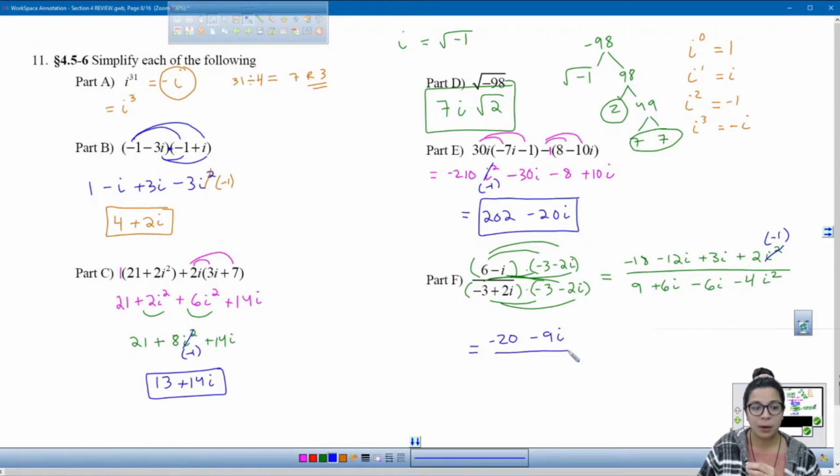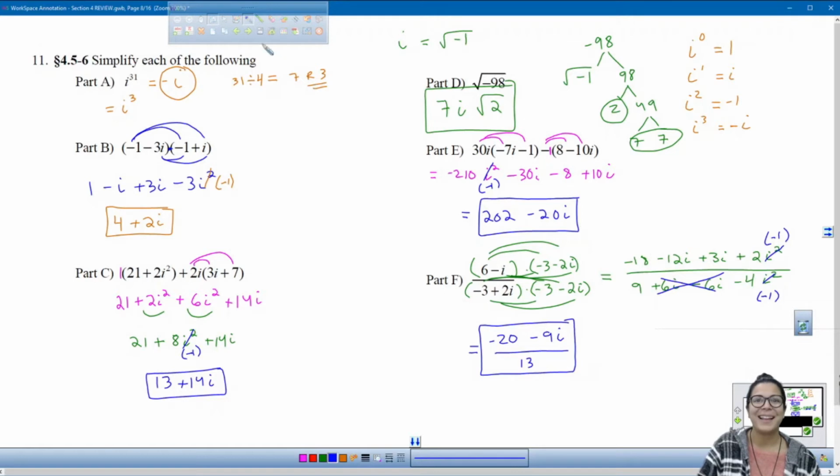In the denominator, notice that the 6i minus 6i would cancel. i squared is still -1, so this is -4 times -1, which is +4. 9 plus 4, 13. Now there are no i's in the denominator, and we're all good.